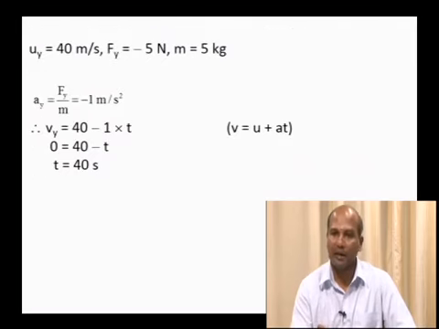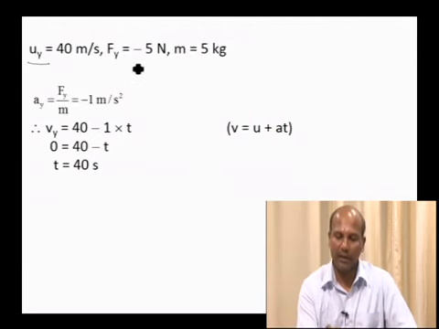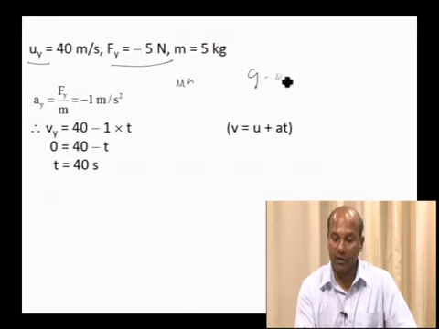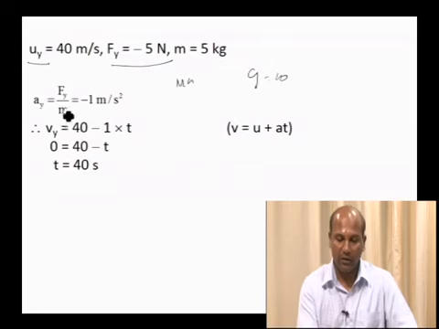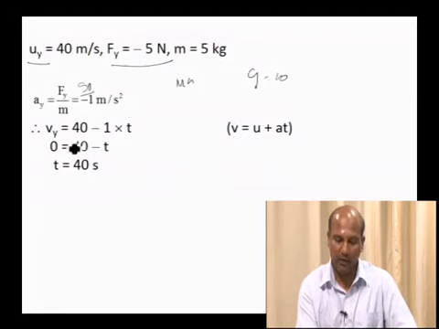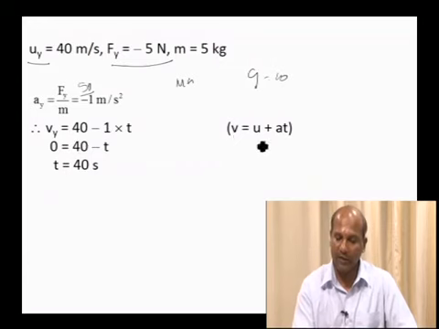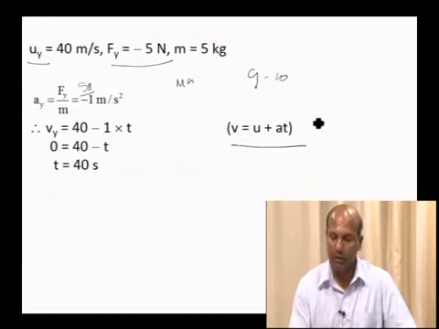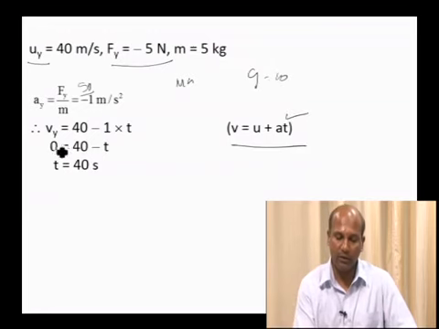So now you can see here, we should only take the y component here. So uy is 40 meter per second, Fy is 5 Newton. So 5 Newton, and you know that force is mass into acceleration. Acceleration g, now we have taken 10, so 5 into 10. So here acceleration is Fy divided by m. So 50 divided by the mass 5. This is 1 meter per second square. So Vy is 40 minus, here we are actually using V is equal to u plus at because I want to find the time here. So this is 0, the final velocity.